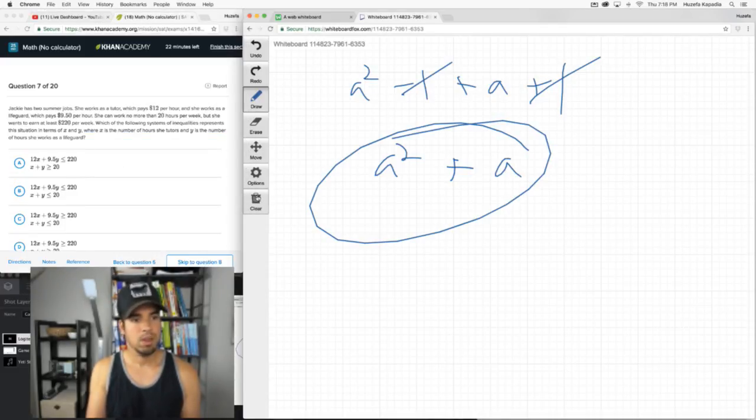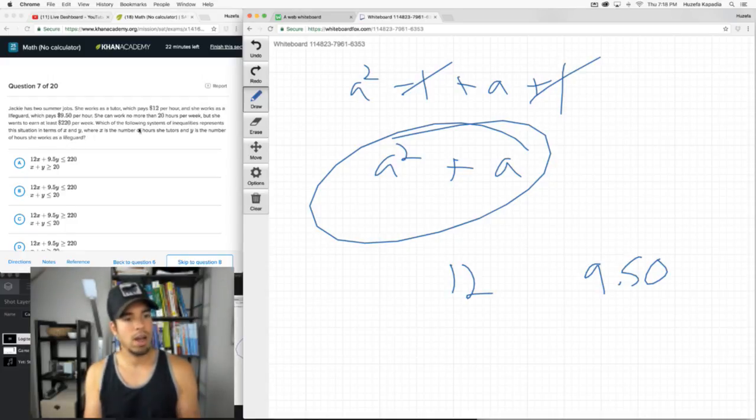Question number 7. Jackie has 2 summer jobs. She works as a tutor, which pays her $12 an hour, so a tutor like me, and she works as a lifeguard, which pays her $9.50 per hour. She works no more than 20 hours per week, but she wants to earn at least $220. Which of the following systems of inequalities represents this situation?